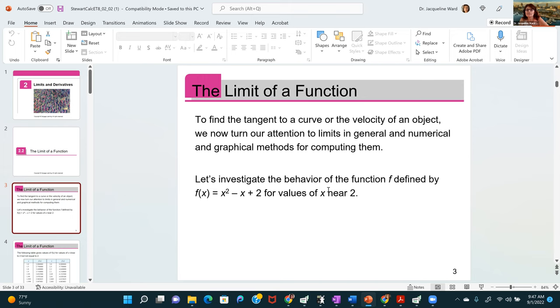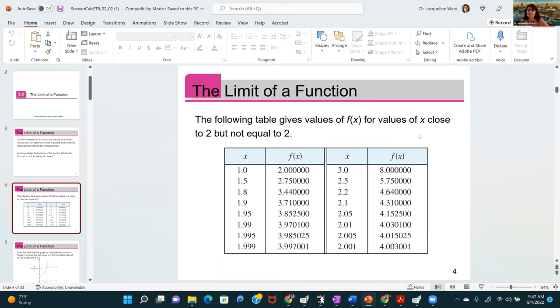Okay. So here we're literally just looking at the y values of the function for x values that are getting closer and closer to 2. We could do this on a calculator, enter the function and then enter these values for x, and these are the y values close to x equals 2. So notice we're coming from the left: 1, 1.5, 1.99999. And then we're also coming from the right: 3, 2.5, 2.1, 2.0001.